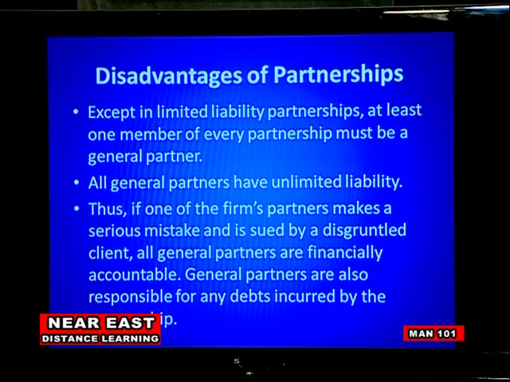Disadvantages of partnerships. Except in limited liability partnerships, at least one member of every partnership must be a general partner. All general partners have unlimited liability. Thus, if one of the firm's partners makes a serious mistake and is sued by a disgruntled client, all general partners are financially accountable. General partners are also responsible for any debts incurred by partnerships.